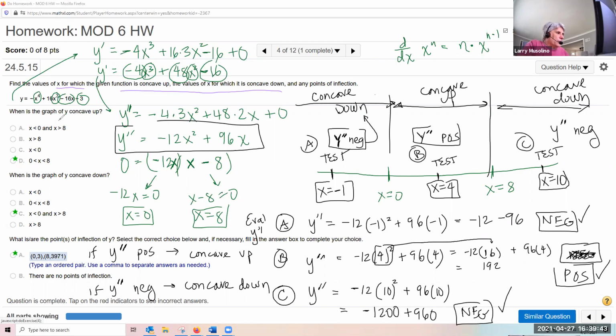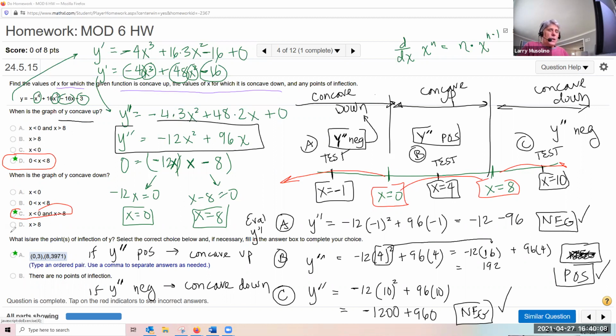So where is the graph concave up? Well, this middle interval is between x equals 0 and x equals 8, so x is between 0 and 8. Where is the graph concave down? Well, x less than 0 and x greater than 8.